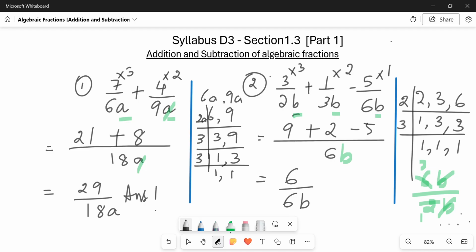Okay, now do you think this is your final answer? Yes, no, you need to simplify it, right? Direct 6 times table. Okay, so 6 times 1, 6 times 1. So what is the answer? Do you think B is the answer? No, B is in the denominator.